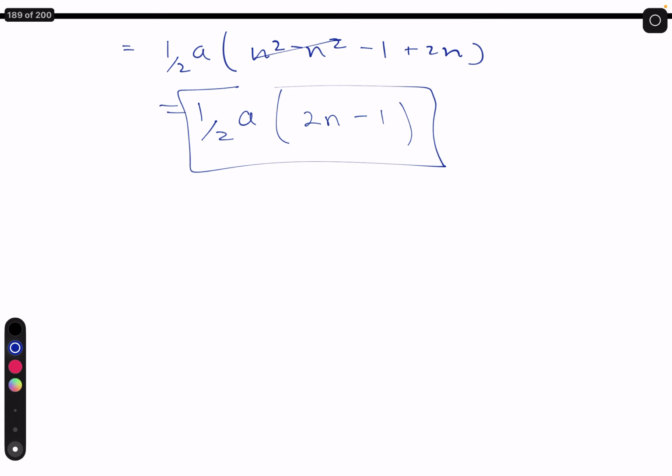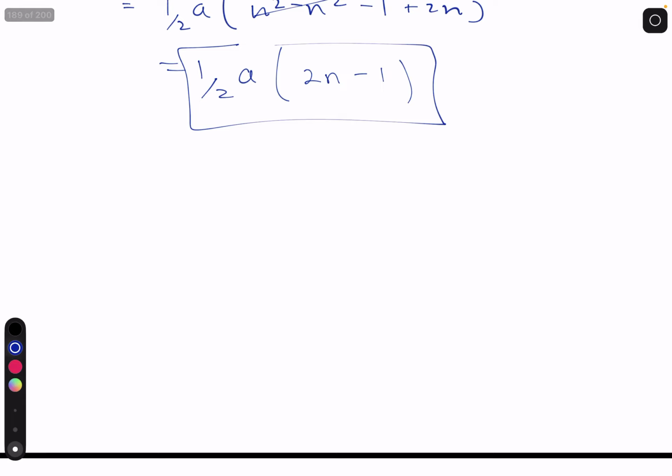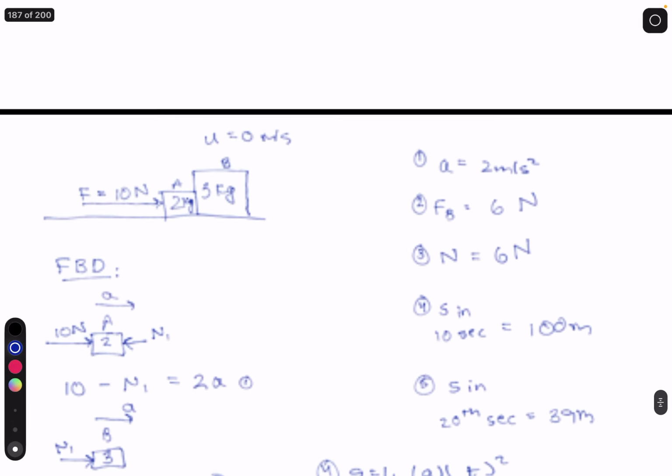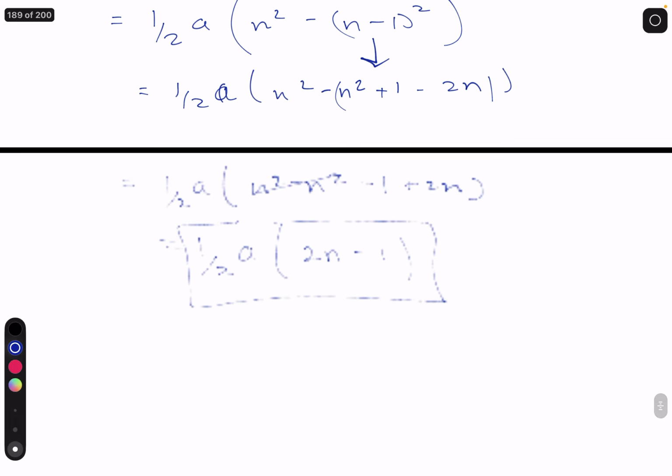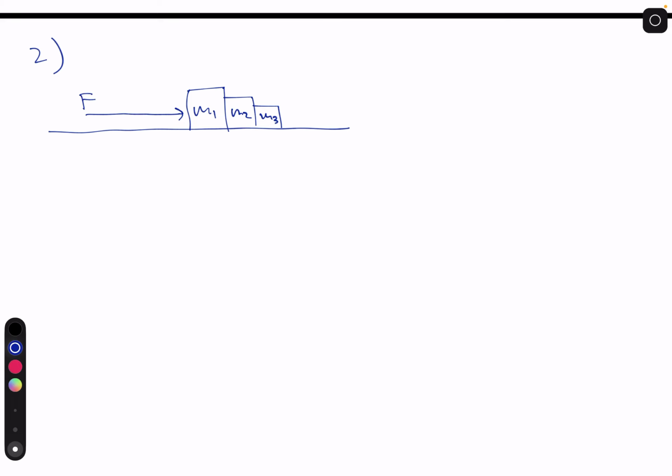Now we have a really interesting problem. This was question 1 and this is question 2. In this there are 3 blocks, M1, M2 and M3, and a force is pushing them, force F. Then what is the acceleration of M3?